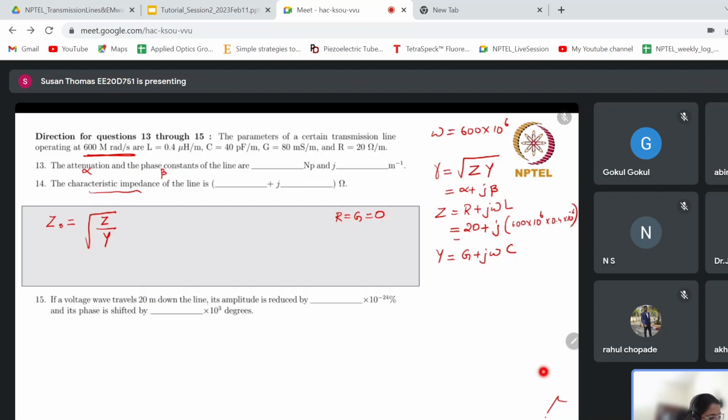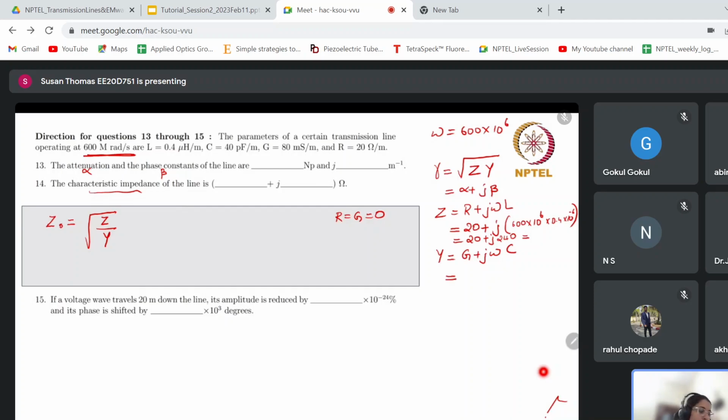Okay. So this will turn out to be 20 plus j, 600 into 0.4 will be 240. So 20 plus j240. Can we convert this to polar? That is 20 plus j240 converted to polar form.